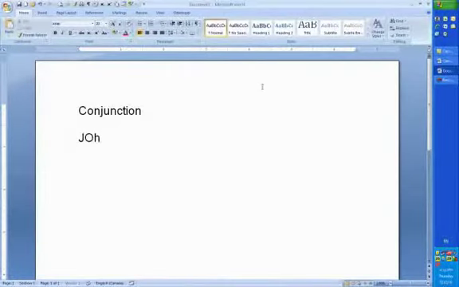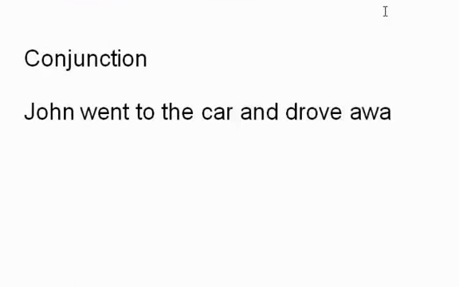So let's have a simple sentence. John went to the car and drove away. Do I need a comma or not? How many thousands of times have you thought this over? Here's the simple rule of thumb. This is called a conjunction. The word and is easily the most common one, but we use but and for and so and yet and those words like that. They join two parts of the sentence together.